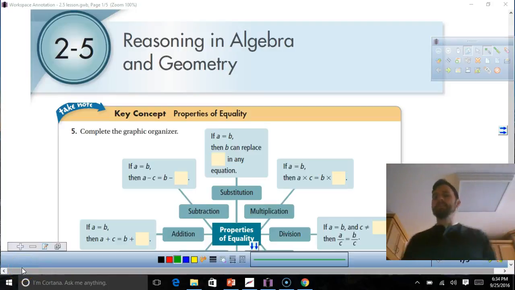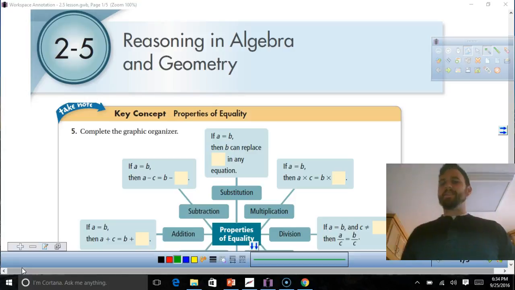Hey there, Geometry Cats! Today we're going to look at 2.5 Reasoning in Algebra and Geometry. Now before you say, Mr. Twiller, I passed Algebra last year. Guess what? It never ends.